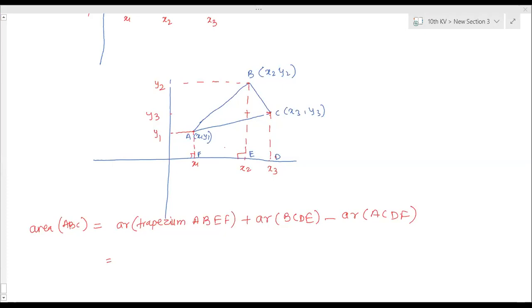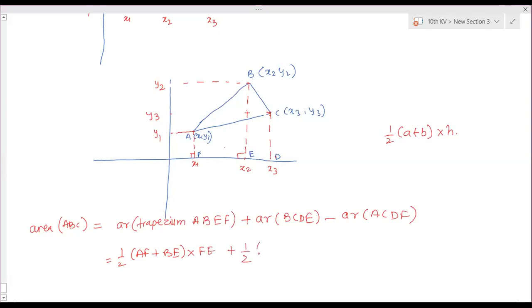Yes, half into the sum of parallel sides into H. That is half into A plus B, that is the sum of the parallel sides, into height, right? So half into A plus B, that is parallel sides, into H. So here, what are the parallel sides? AF and BE. Half into AF plus BE, and into the height between them, this is a straight line, FE.